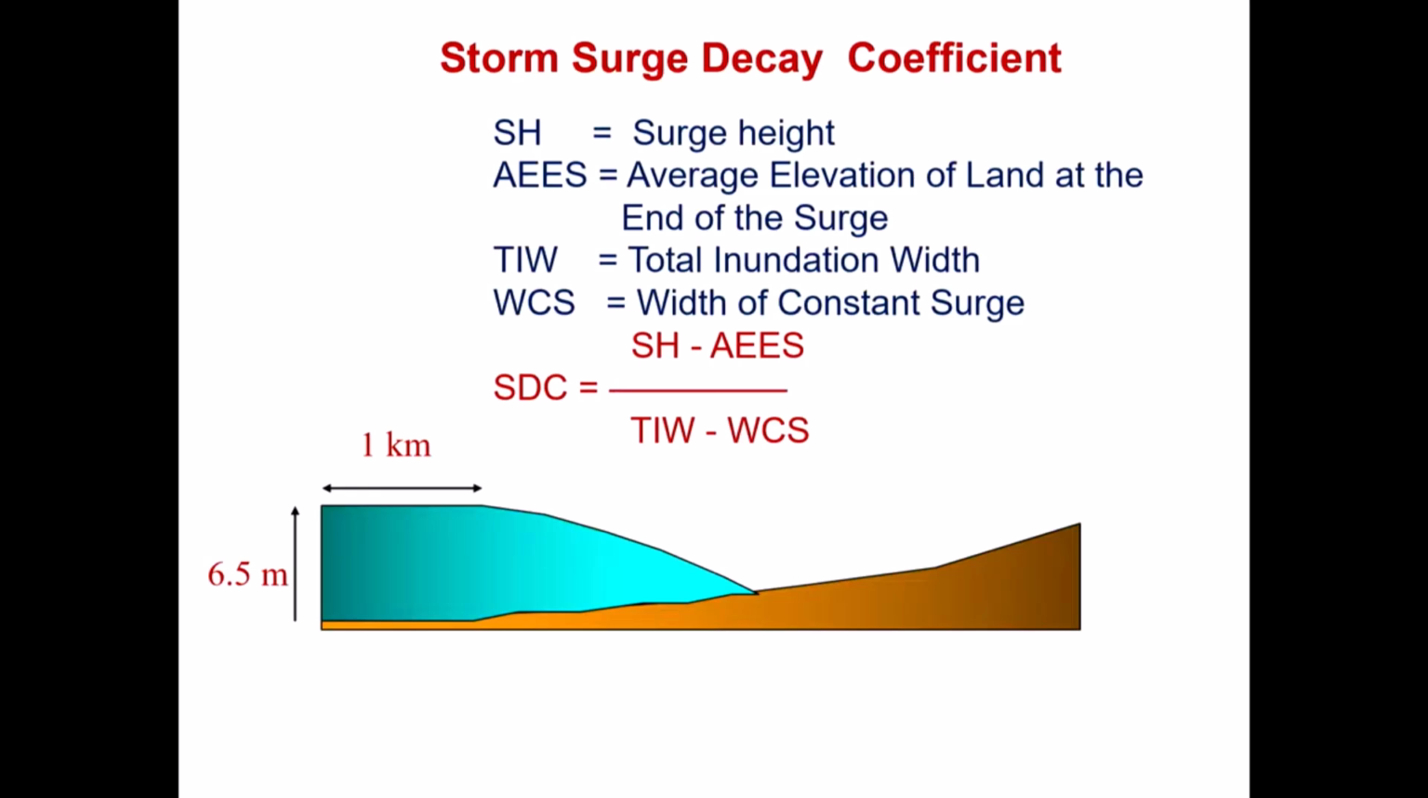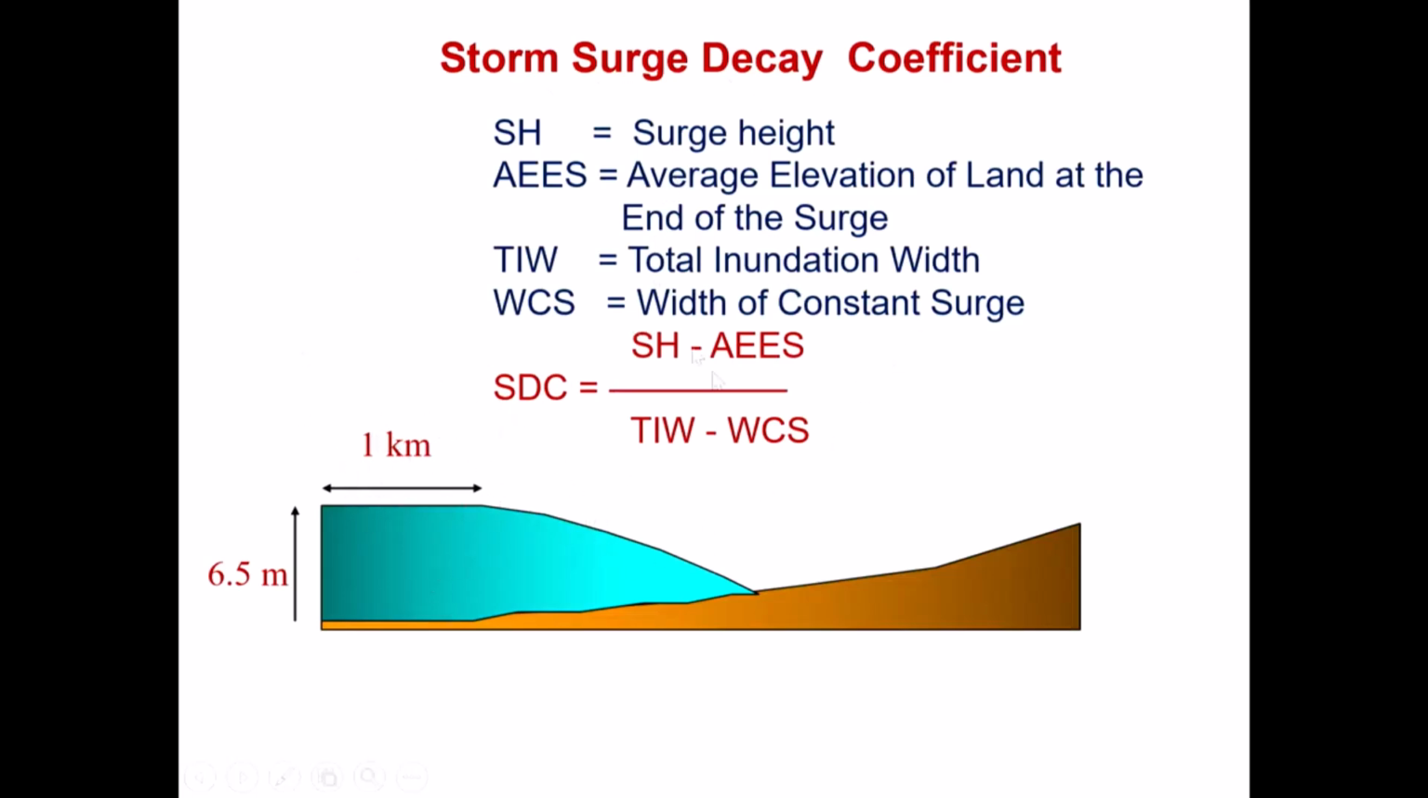That is described in the Saffir-Simpson hurricane intensity scale. We'll see later. And this is the surge height, and this is the average elevation of land at the end of the surge. From the land elevation model or elevation data, you will get this elevation in meters, and the total inundation width that you will get. This is the total inundation width, and you have the width of constant surge. This small width of constant surge is 1 kilometer or so.